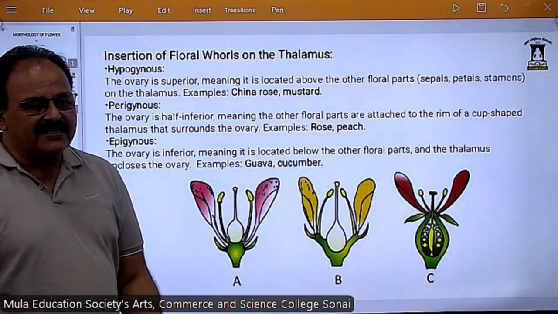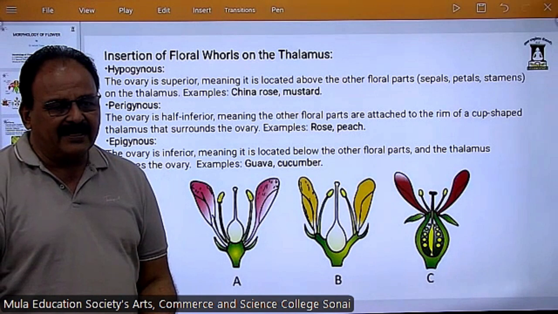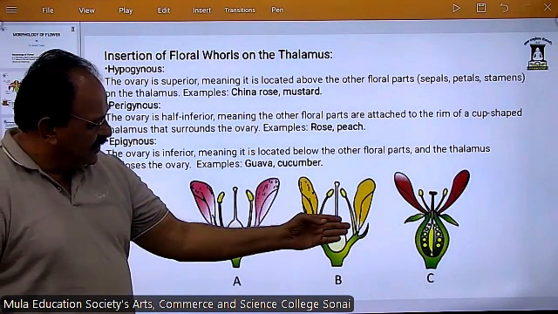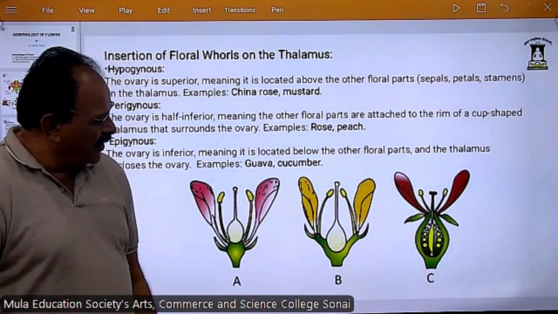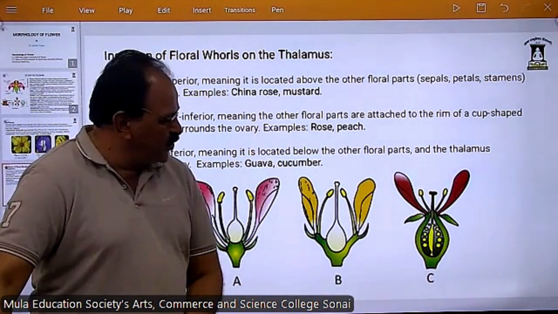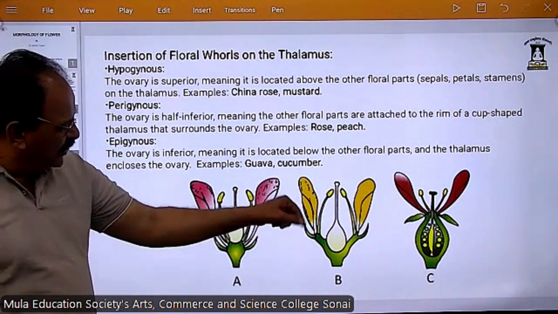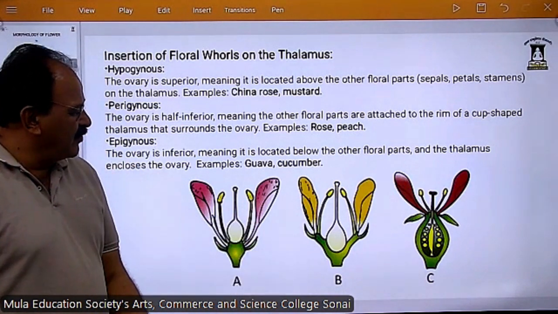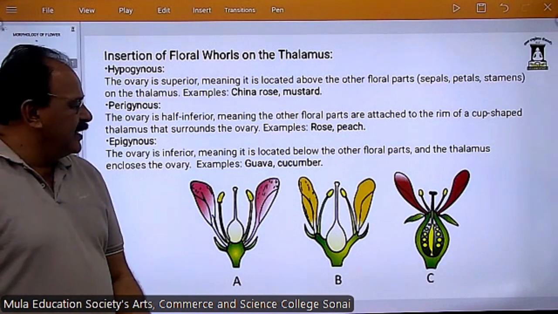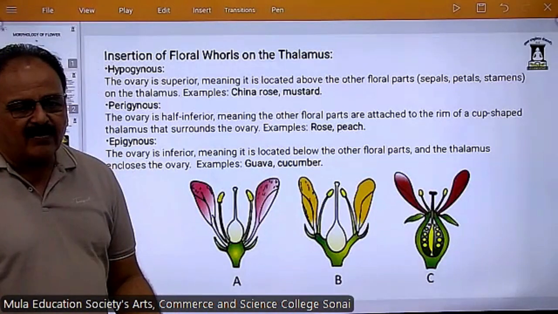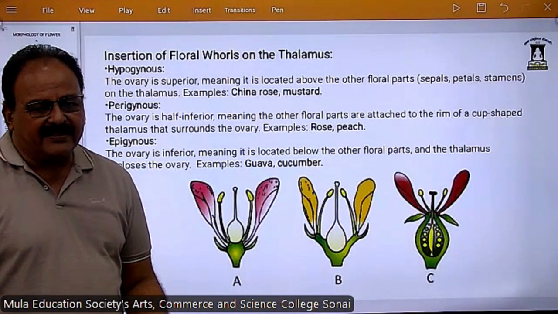Third is epigynous. The ovary is inferior, in which all the floral parts, that is Calyx, Corolla, and Androecium, are arranged above the ovary. So the position is hypo, meaning below the floral whorls, epi. So the flower is called epigynous and the ovary is called inferior.